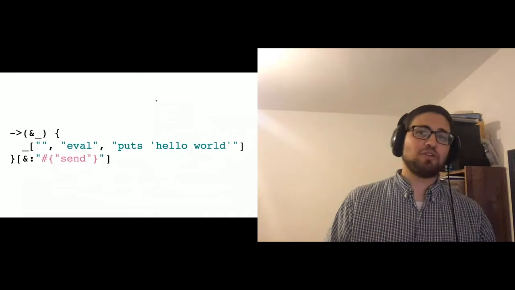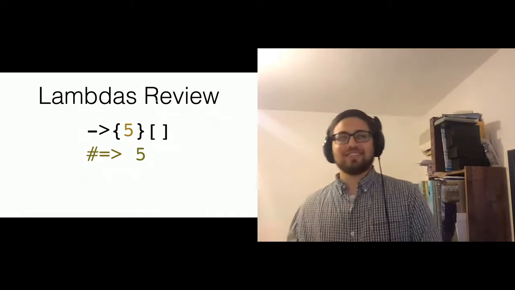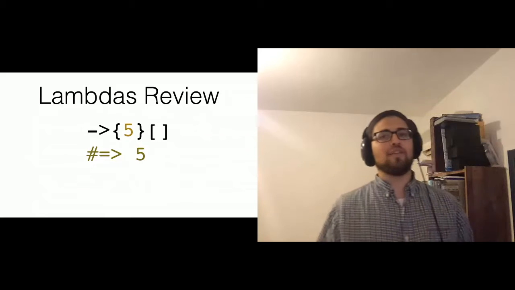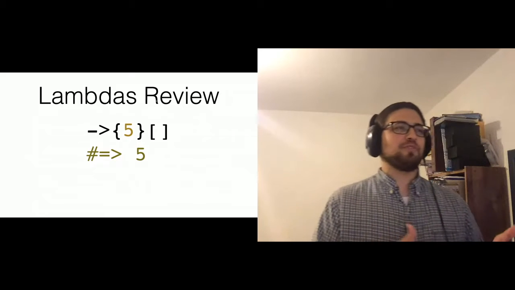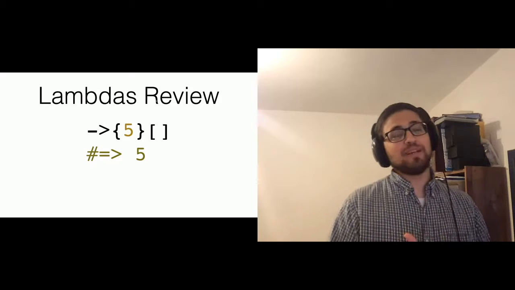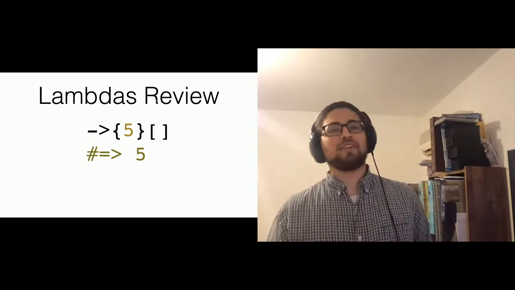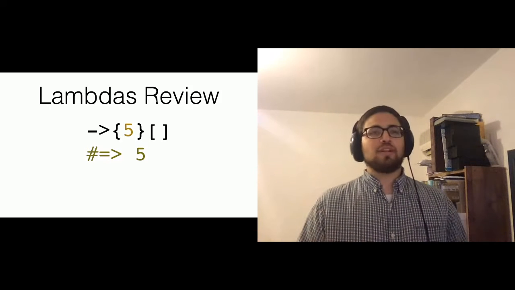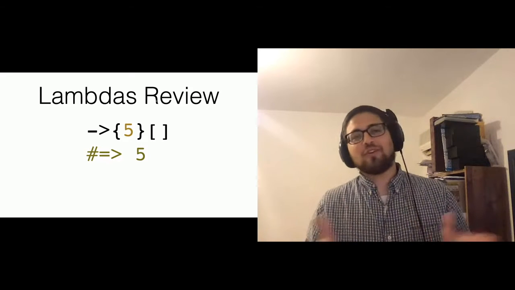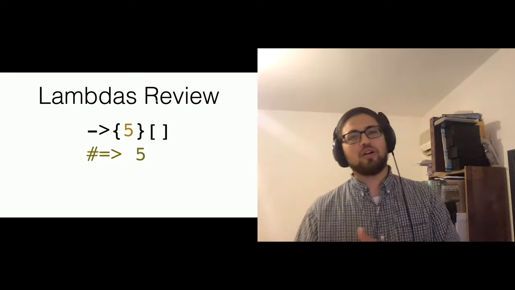Okay, so just a quick reminder, first of all, Ruby has these things called lambdas. Lambdas are basically functions that you can define and then call. In this case, we're using the stabby lambda syntax, which is a dash greater than, an arrow basically saying we're declaring a lambda. There's the body, which you put inside of curly braces, and then you can call the lambda afterwards. You don't have to do it right away. You could assign it to a variable and call it later.